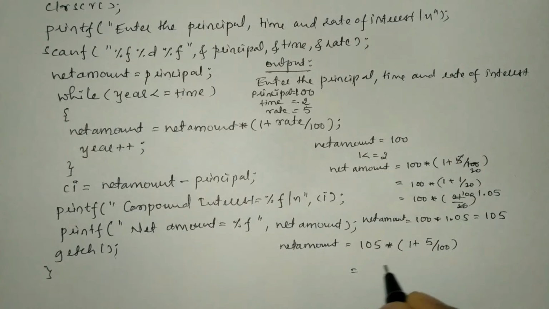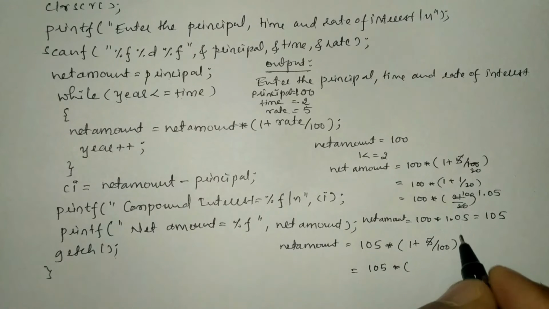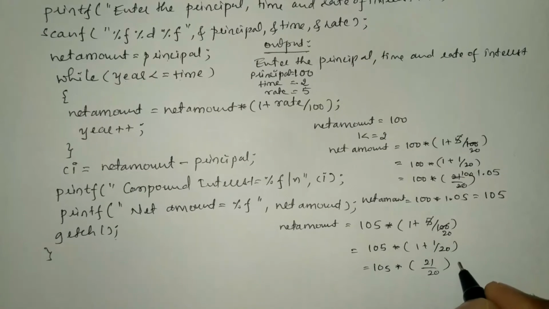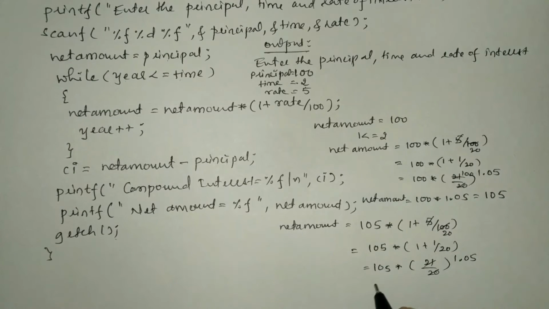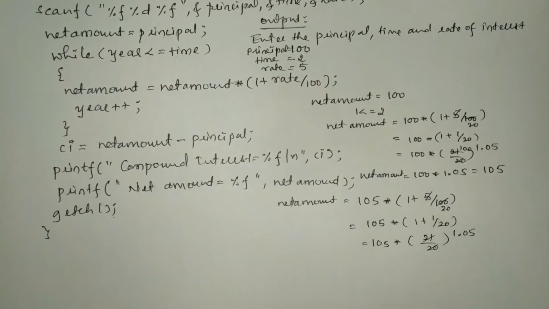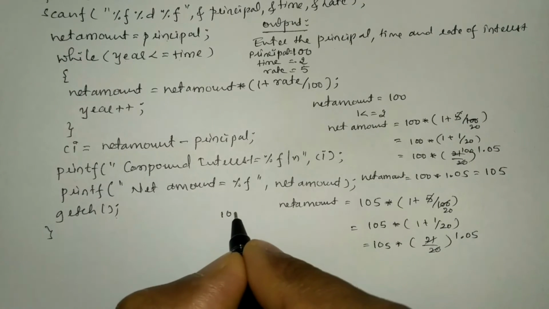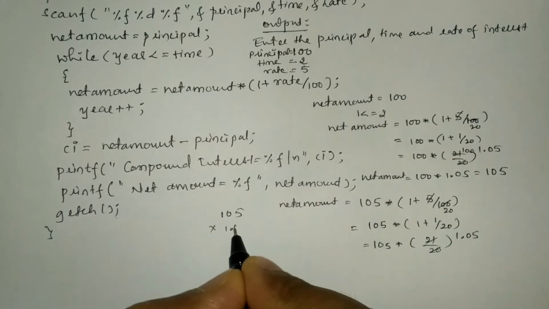Yes. Next, further we are going to simplify this: 105 into, same as before, 5 ones are 5, 20 fives are 100, so it becomes 1 plus 1 divided by 20, and you can take 105 into, take LCM, 20 plus 1 is 21 by 20, and after calculating this, once again you are going to get 1.05. So let us multiply 1.05 into 105. Let me calculate here 105 into 1.05.